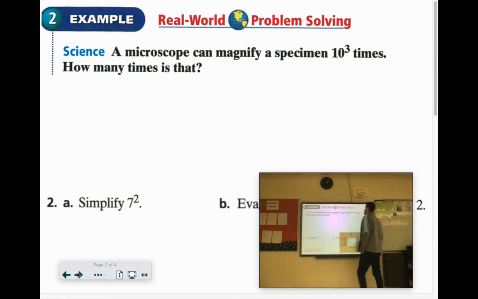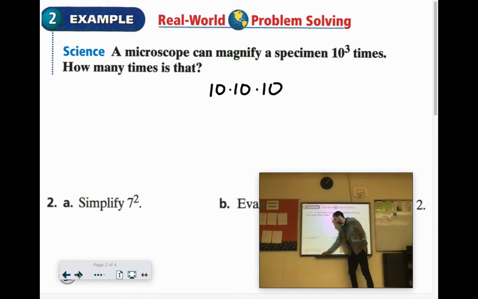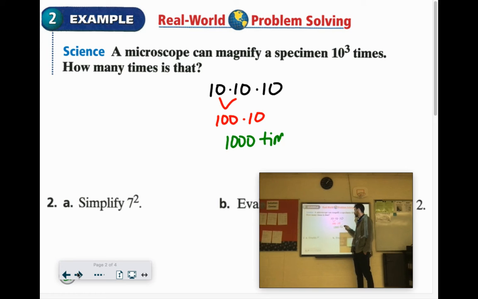A microscope can magnify a specimen 10 to the 3rd power times. How many times is that? Well, 10 to the 3rd means 10 times 10 times 10. So I know 10 times 10 is 100 times another 10. We're just putting another 0 on that. So it would be 1,000 times.